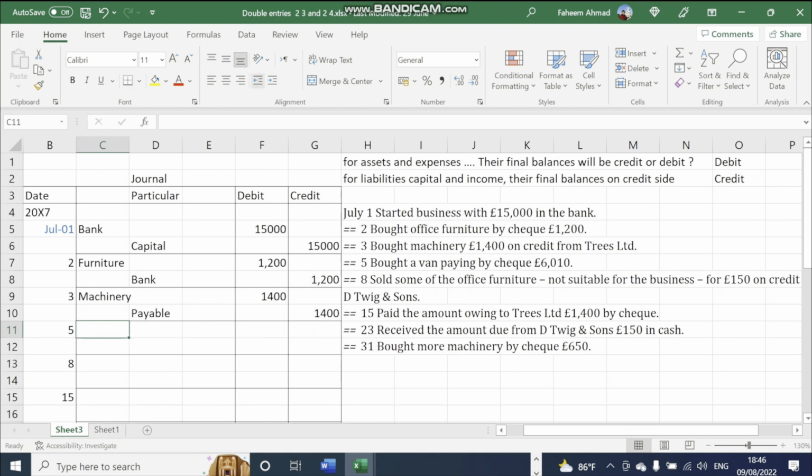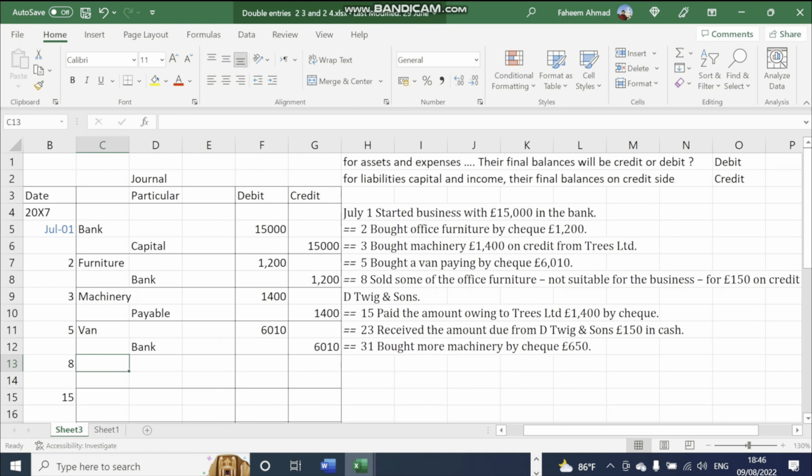Okay, next, transaction number 5. Bought a van, paying by check, 6010. So van is an asset, increases, debit. Paying by check, so check is an asset, decreasing, credit. 6010.